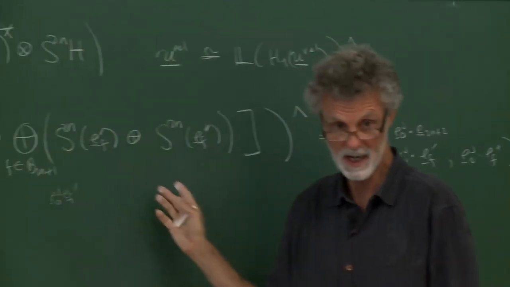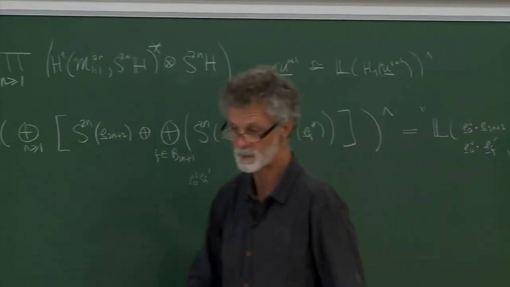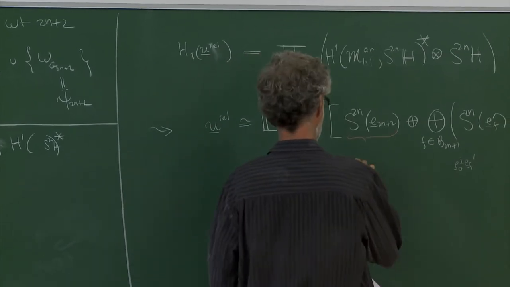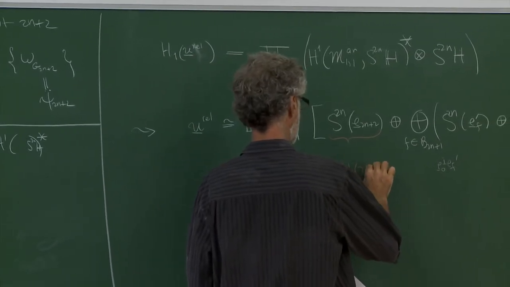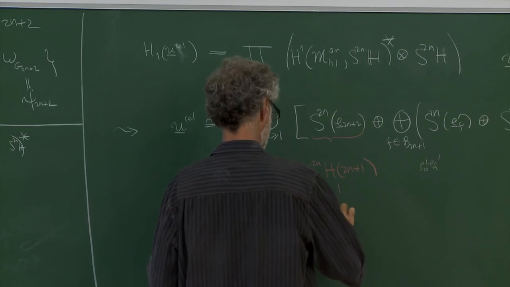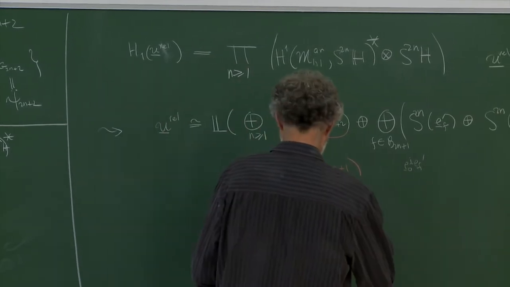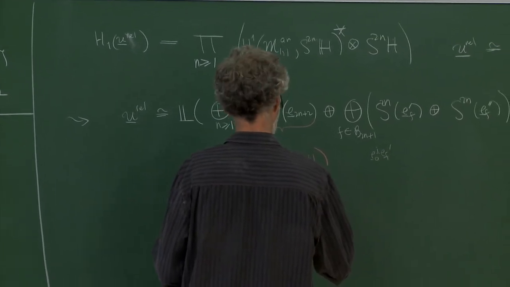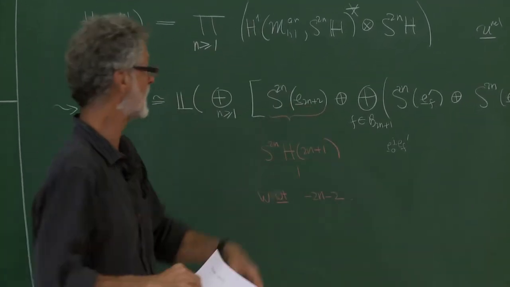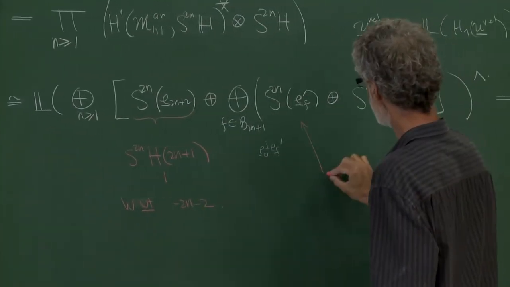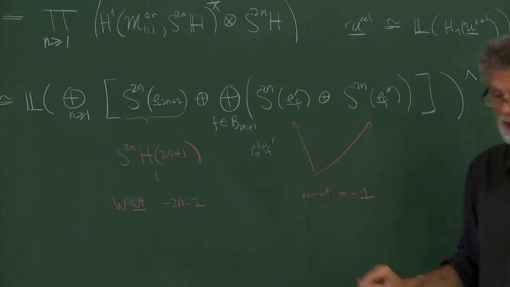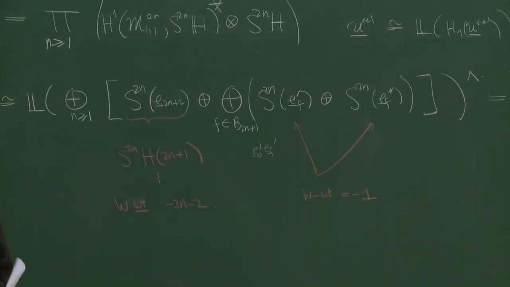Well, I'm going to put these guys in their natural place. So let me, I've got my color here again. This part here is isomorphic to S2n H 2n plus 1. And so this is going to have W weight, okay, this has W weight minus 2n minus 2. That's why I put this 2n plus 2 there. It's negative, is the weight. And these pieces here have W weight equal to minus 1. Yeah, and at first it looks bad, but it turns out to be very good.